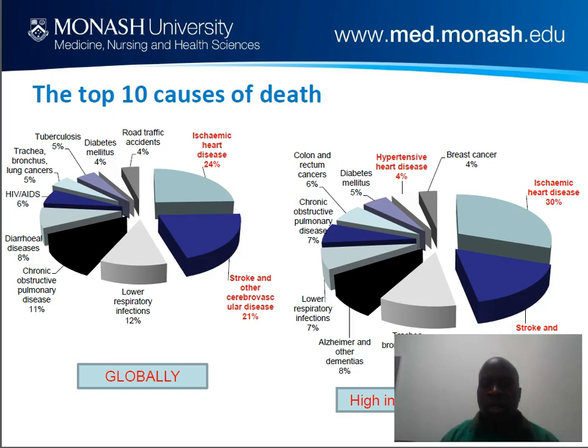We have an additional disease, which is hypertension, hypertensive heart disease, which is about 4%. This basically indicates that heart diseases are one of the top death-causing diseases and are very important, especially in high-income countries.